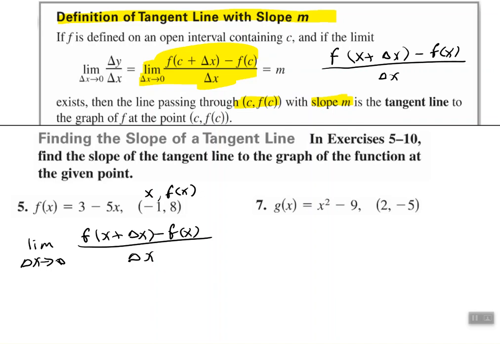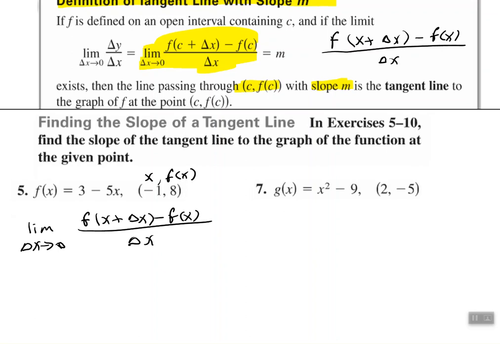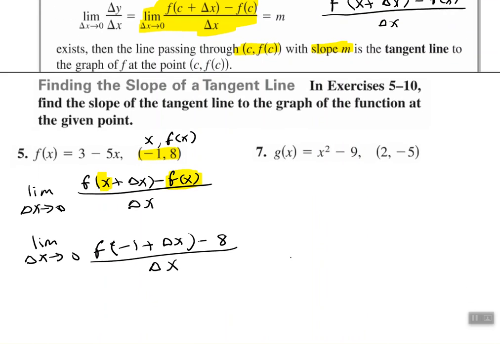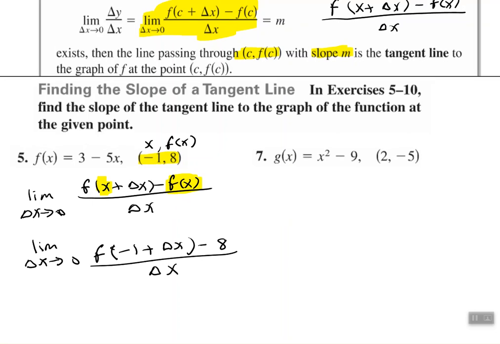All right, so let's see what we have here. Let's start filling this in a little bit. Our function is 3 minus 5x, so let's keep that in mind. Let's go ahead and replace x and f of x with what we are given. So f of negative 1 plus delta x minus 8, because we're given that point there.